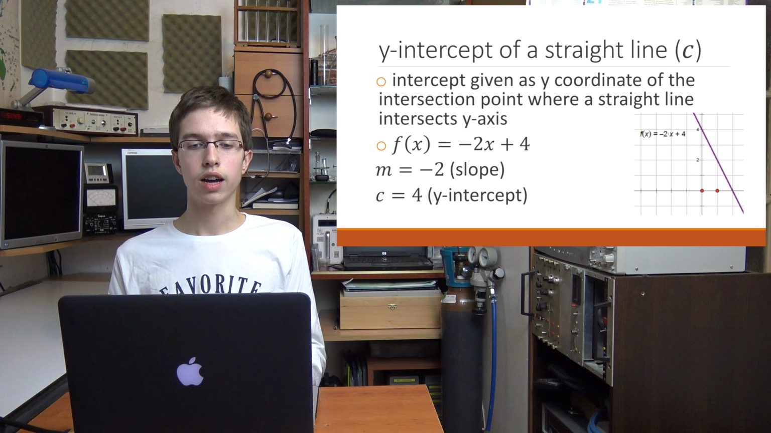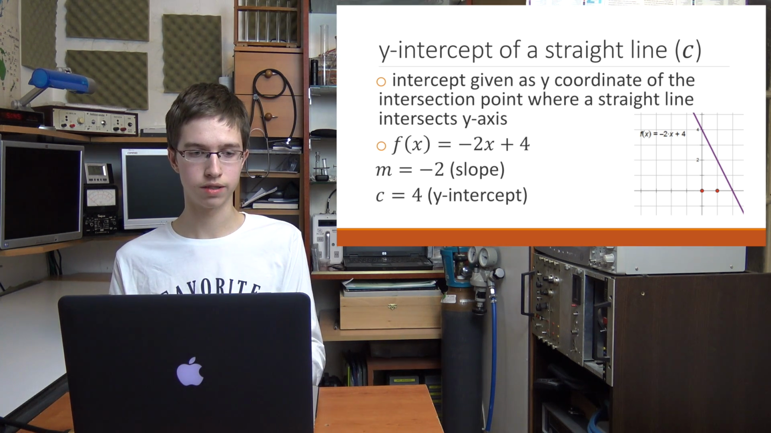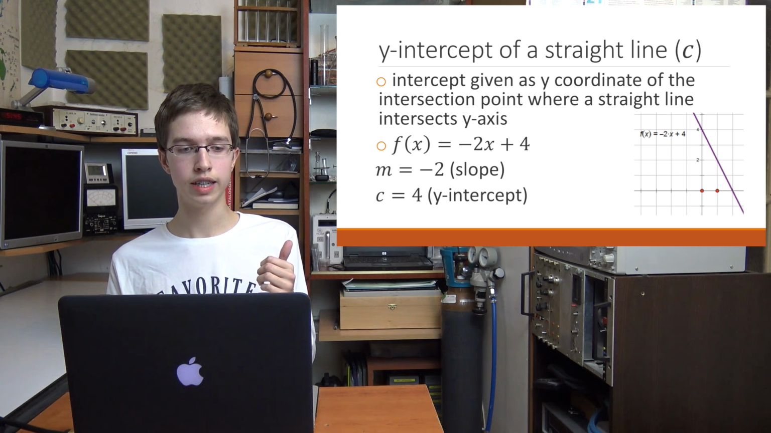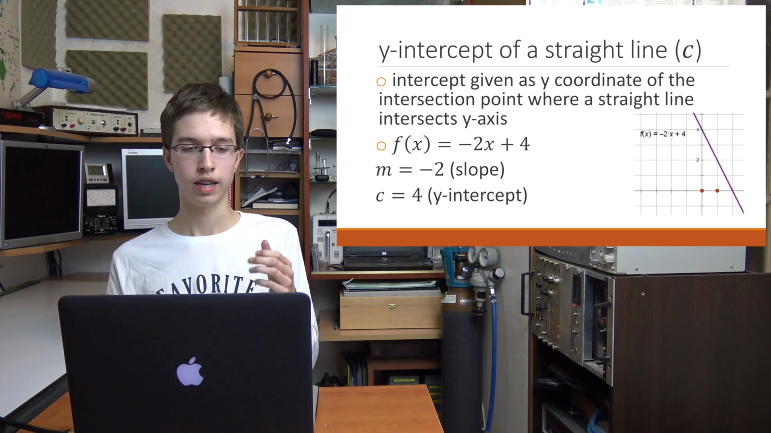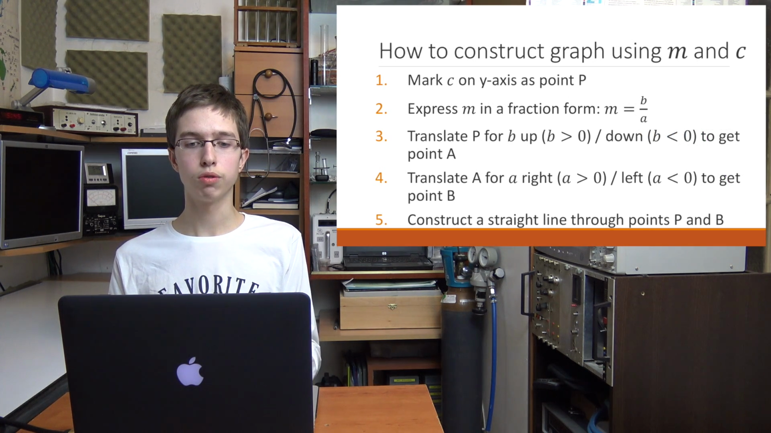The y-intercept of a straight line, marked with c, is given as the y-coordinate of the intersection point where the straight line intersects the y-axis. And here we have an example of f of x where c is equal to 4, so its y-intercept is 4.